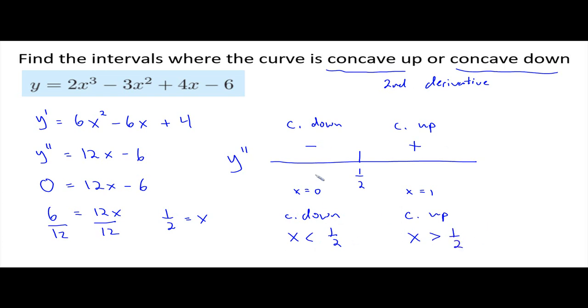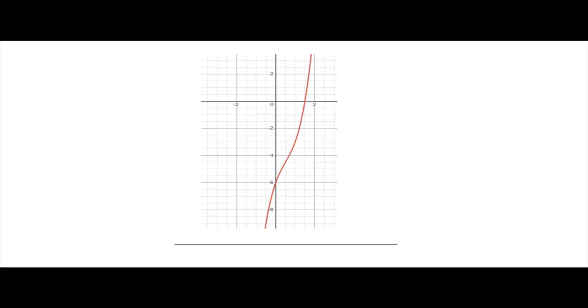Now to make sense of this, let's take a look at the graph. Here's the actual graph for the function in the example we just did. Now remember our sign diagram for the second derivative. Remember at 1/2. Here's 2, here's 1, so 1/2 is right here. And remember, this was negative to the left and positive to the right.